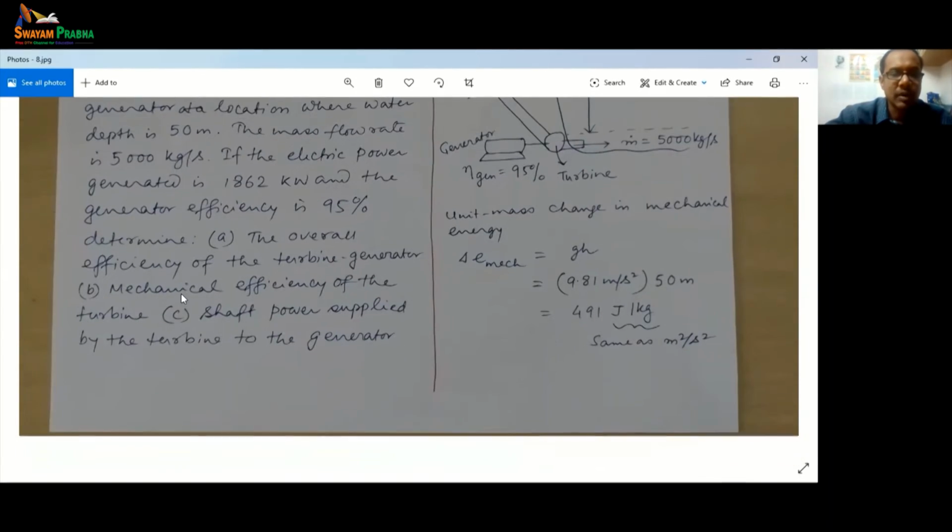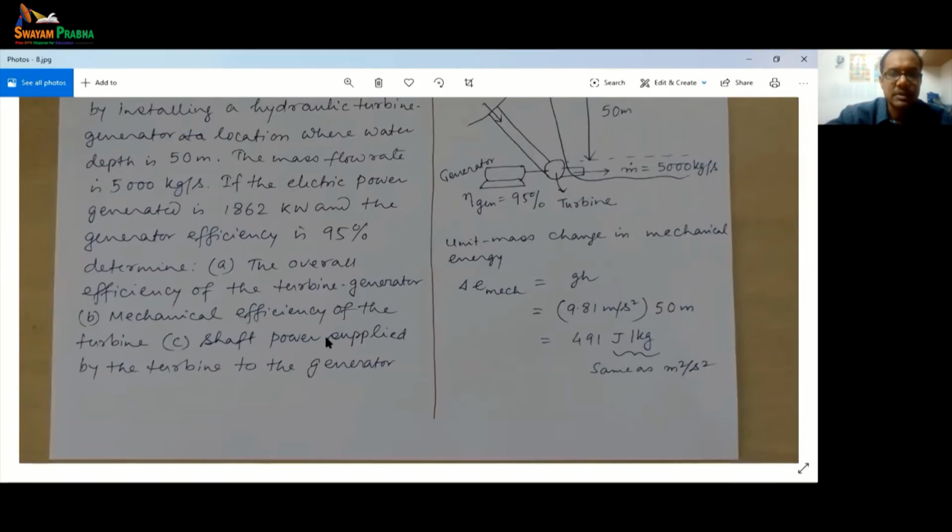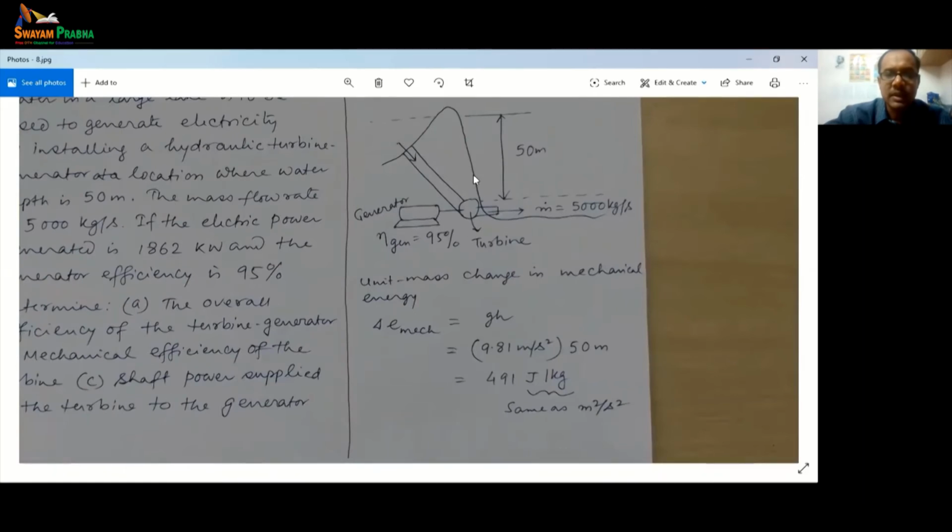The second thing you have to find out is the mechanical efficiency of the turbine. Okay, so basically there are a few efficiencies involved in the whole process. We have looked at this in the last problem as well, and here also we are going to look at how these efficiencies are related. That's the basic idea that we are going to understand through this problem. The third thing asked is the shaft power supplied by the turbine to the generator. Okay, so this is the physical situation.